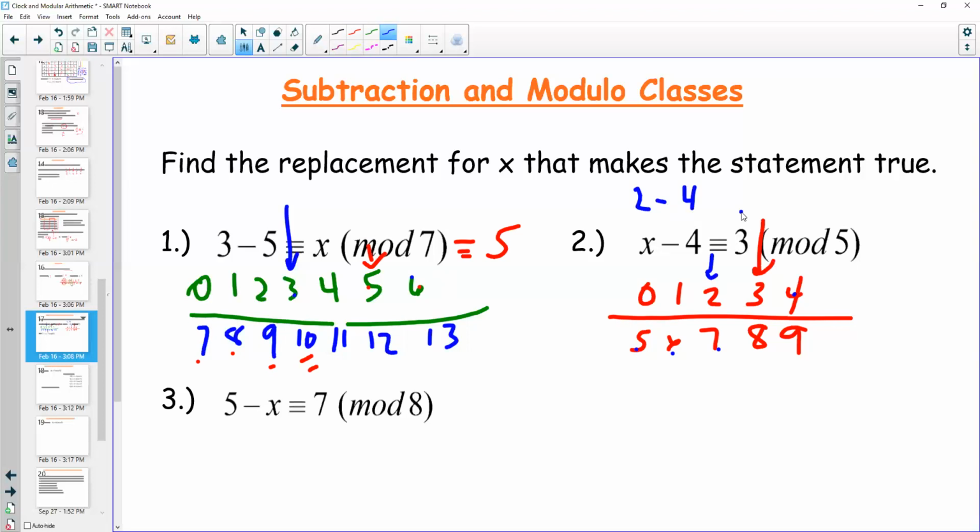All right. Let's do mod 8. 5 minus something gets me 7. 0, 1, 2. Mod 8, I have up through 7, which is what I tried to use earlier.